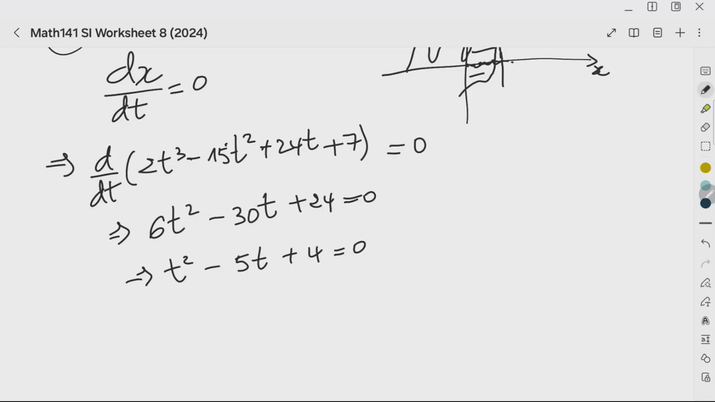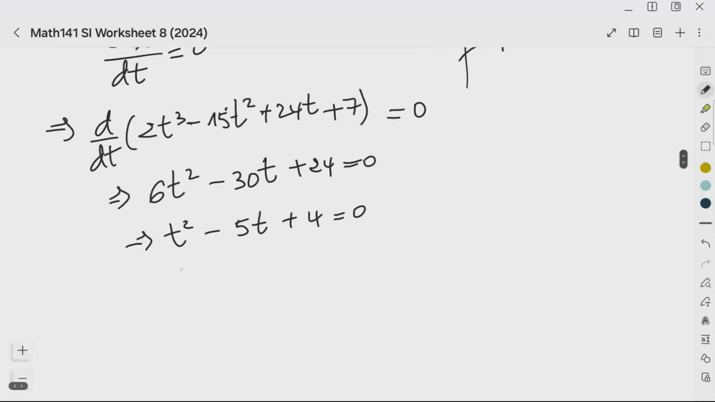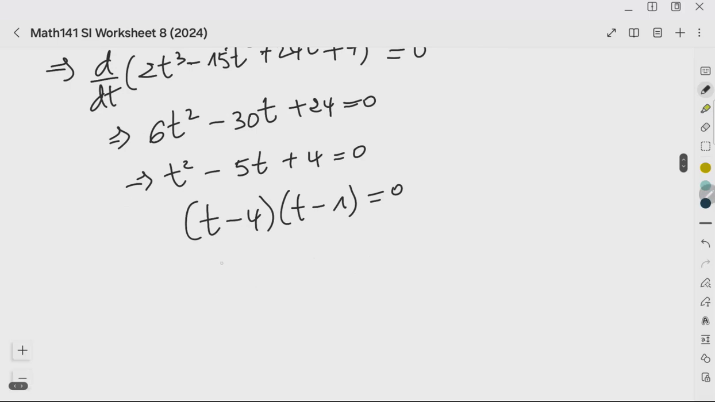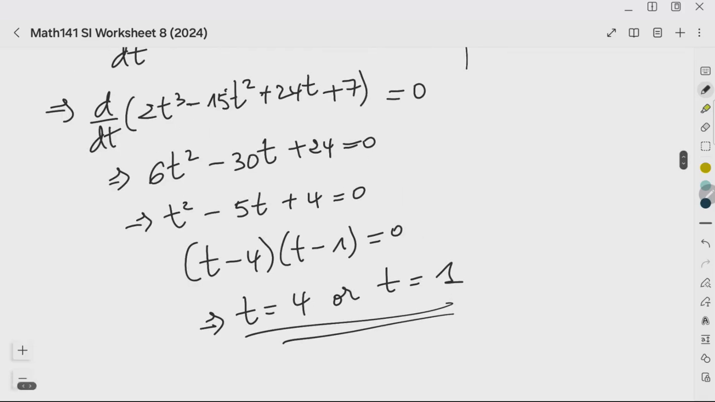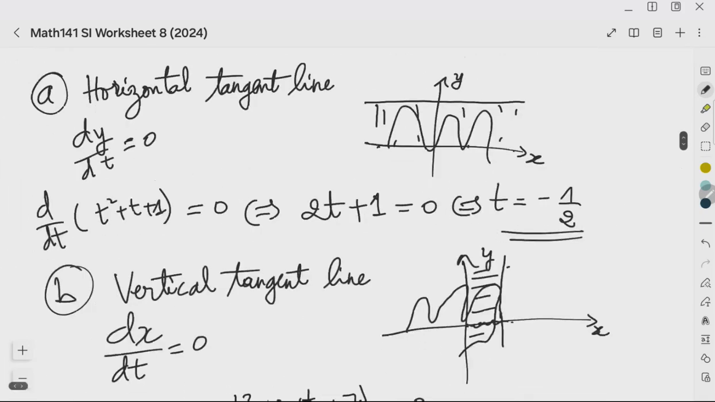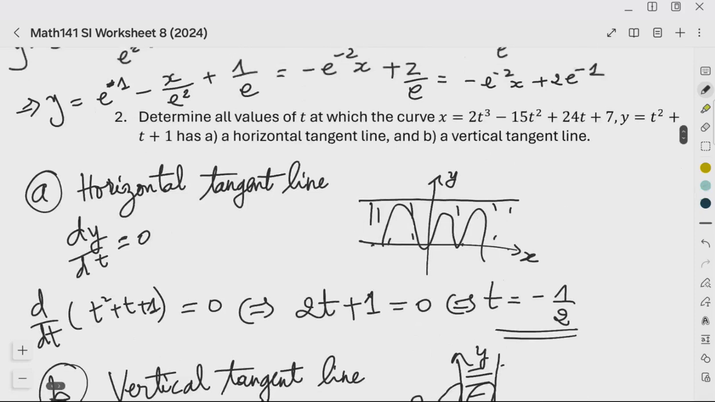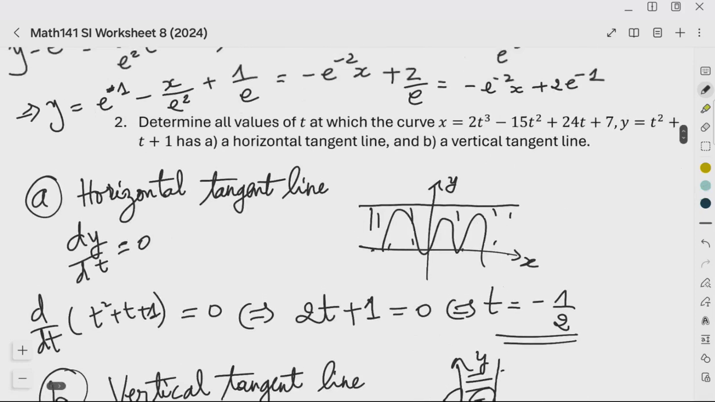This is a quadratic equation. If you solve for t and you factorize, you will find t minus 4 times t minus 1, which gives you two values of t: when t is equal to 4 or when t is equal to 1. So these are the two values of t that would make our curve have a vertical tangent line.